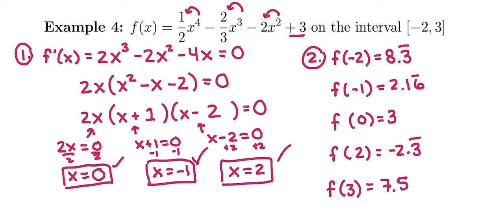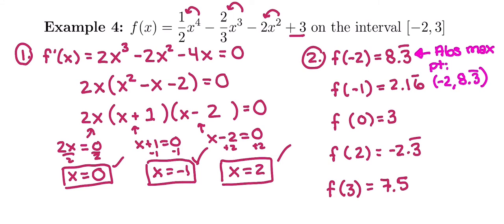So lots of y values to compare. And I want to pick out what is the absolute max and what is the absolute min. So first of all, what's the highest number between 8.3, 2.16, 3, -2.3, and 7.5? Definitely 8.3. So our absolute max value would just be 8.3 repeating. Our absolute max point would be writing as -2, 8.3 repeating.